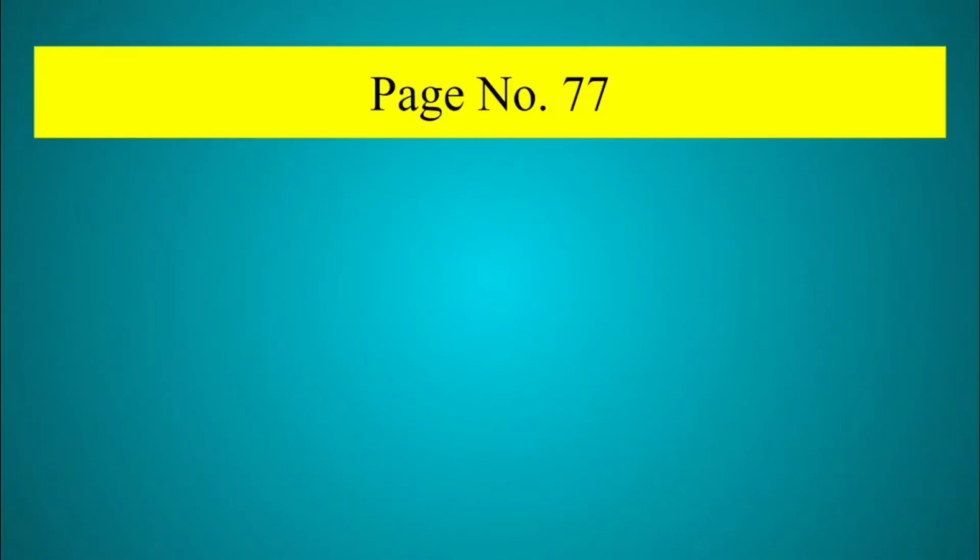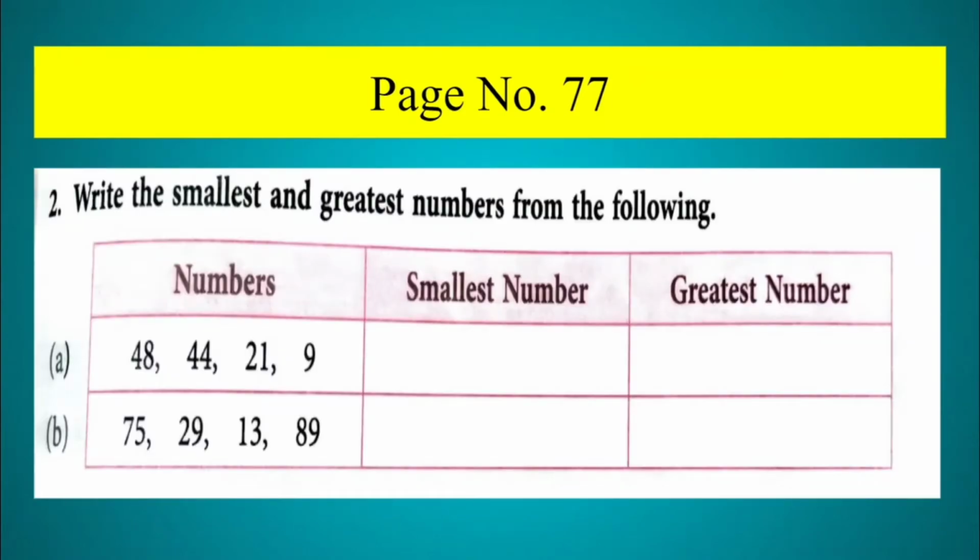Well, I hope you all have understood how to arrange numbers in ascending and descending order. Now open page number 77 of your book and let us do question number 2. Write the smallest and the greatest numbers from the following. So here we are given 4 numbers and we have to write the smallest number and the greatest number, which is the largest number. Okay children, let's start with part A.